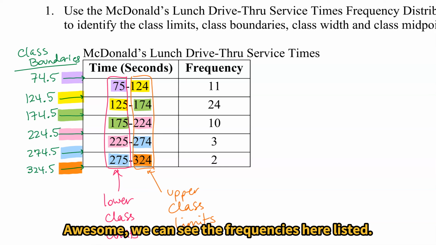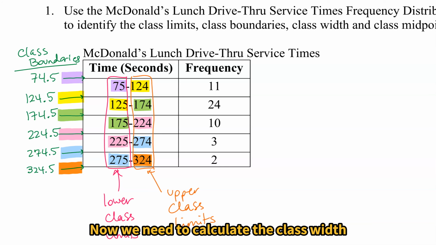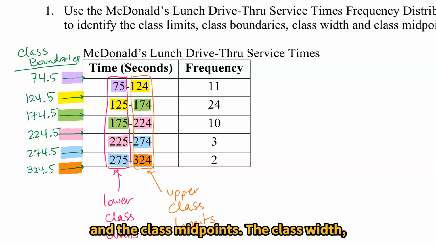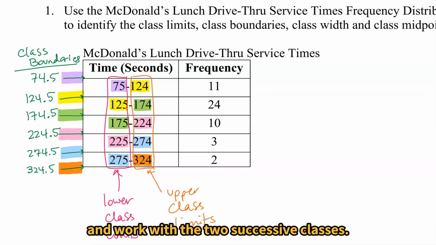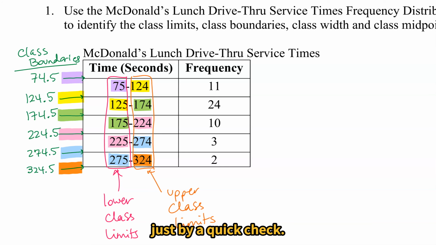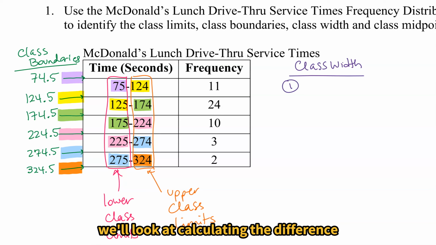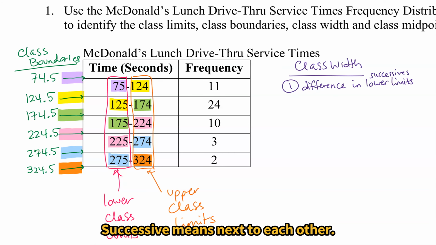Awesome. We can see the frequencies here listed. That's all good. Now we need to calculate the class width and the class midpoints. Remember, the class width is going to be the same for every single class. We only have to take 2 classes and work with the 2 successive classes. We can see that it'll work for all the rest of them just by a quick check. So for class width, we'll look at calculating the difference in the lower limits. And remember, difference just means subtraction. Successive means next to each other.